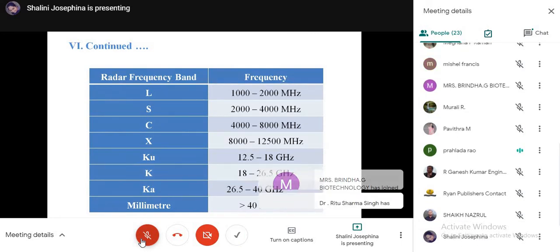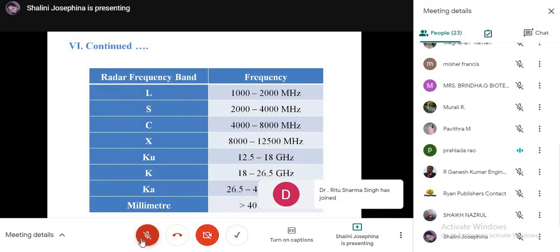If you can see the X band, many people might be using it in your microwave lab in your final year electronics and communications engineering. X band is the one that you use in your frequency meters. That band is your 8 to 12.5 gigahertz. Ku band is 12.5 to 18 gigahertz. K band is 18 to 26.5 gigahertz, followed by the Ka, and millimeter band is greater than 40 gigahertz.